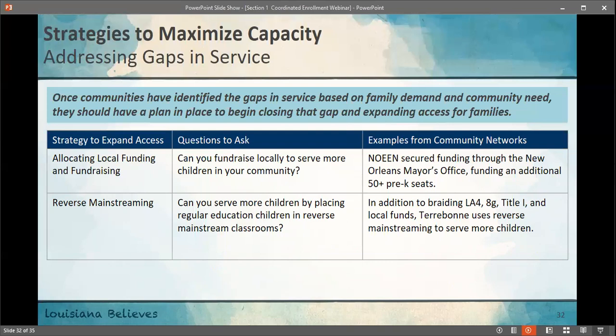And the last strategy that we're going to leave you with today is reverse mainstreaming. So the question you can ask yourself is, can you serve more children by placing regular education kids in reverse mainstream classrooms? So in addition to braiding LA4, 8G, Title I, and local funds, Terrebonne uses reverse mainstreaming to serve more children. So this is a strategy that has worked in Terrebonne.